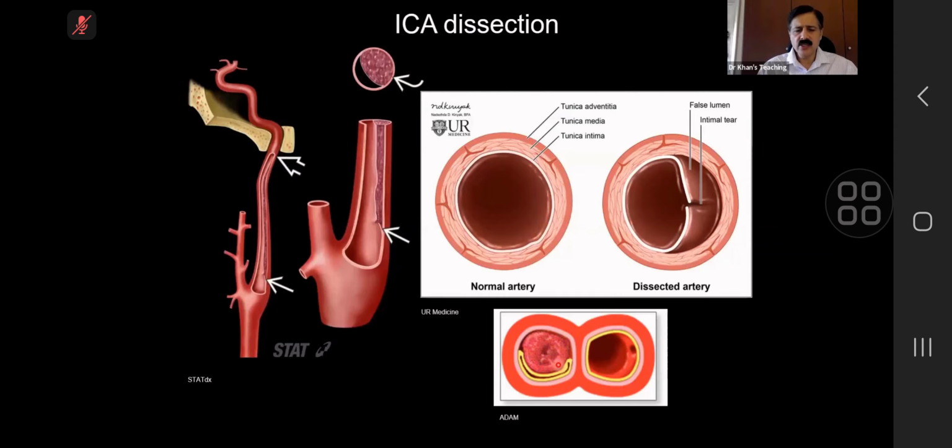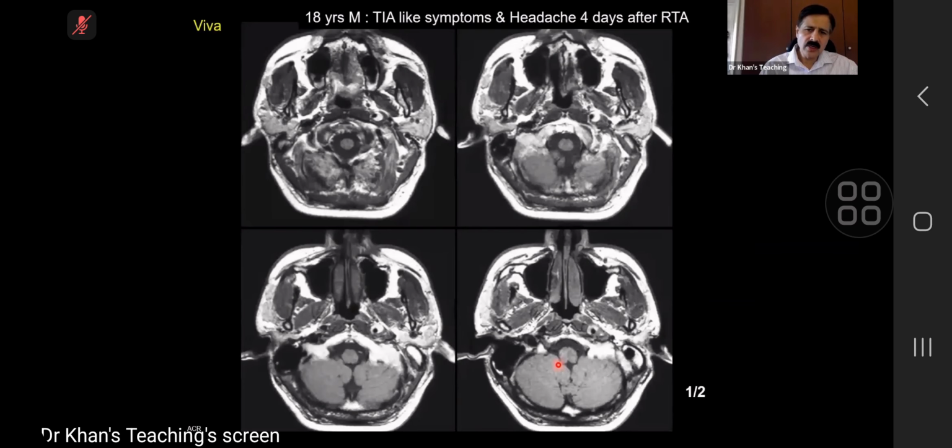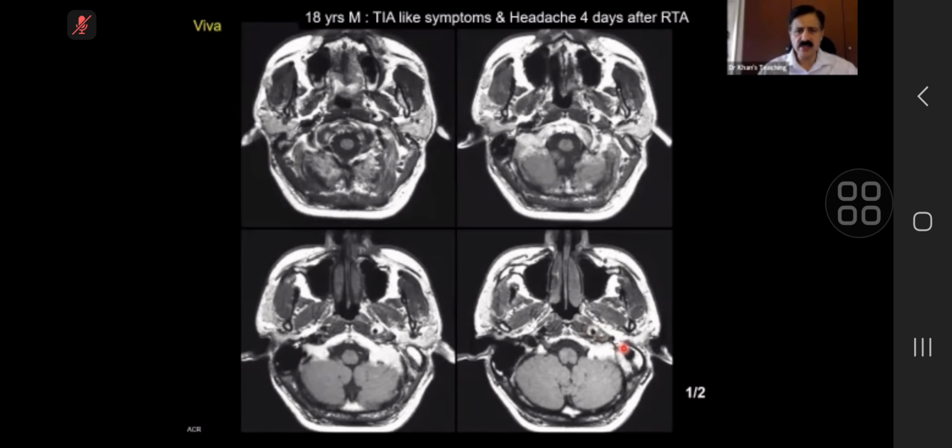So with that, imaging-wise, and this is a 2A question also, one of the best sequences to pick up dissection is a T1 fat saturated. You did well where you asked for a T1 fat saturated sequence. This is a T1 non-fat saturated sequence. So what is happening here? This filling defect is the true lumen, and this thing which is high signal is the clot, which is the false lumen. And it gives a crescent sign. We call it a crescent sign. Some people also call it a fried egg sign, the yolk and white.